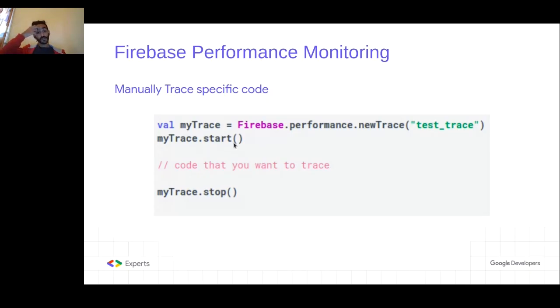And then you call mytrace.start. So once you call start, everything that comes after is measured. So here below you could, for example, call to read from your database. Everything that's below start will be measured, the time that it takes until you call stop. That's what's going to be measured. So you call start, you call the function that you want to measure, and then at the end you call stop, so that Firebase Performance Monitoring will figure out how long it took, and it will report to the Firebase console.